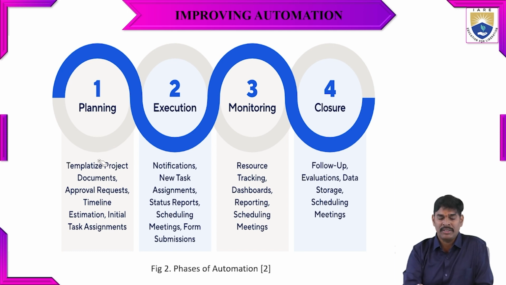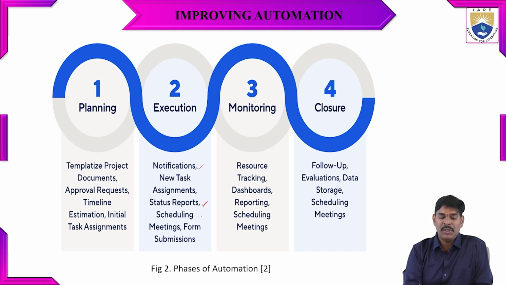Next one is execution. So in the execution, the notifications have to be sent. Each and every time, we need to alert the team members to do the work in a particular time. Next one is new task assignment. So after completion of the first module, they need to assign new tasks to the team members, and they need to verify the status of the work. So they need to give a detailed report. So in that report, they need to scrutinize each and every point.